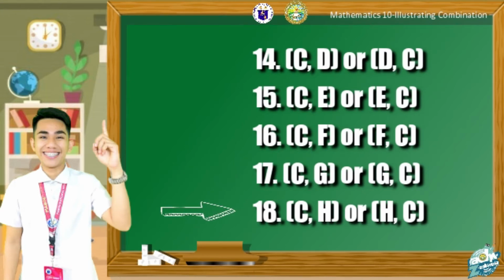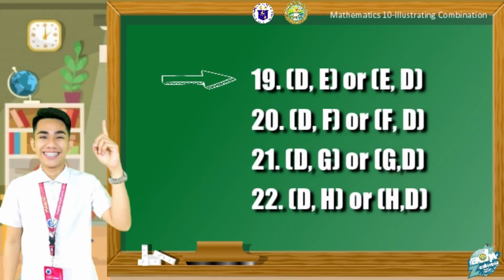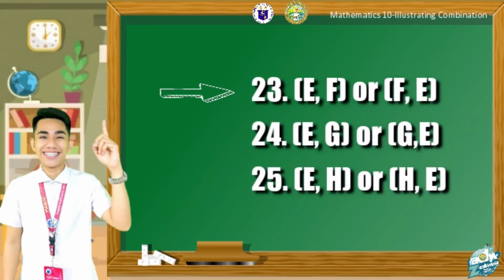Number 18, student C and H, or H and C. Now for number 19, student D and student E, or vice versa. Number 20, student D and F, or vice versa. Number 21, student D and student G, or student G and student D. Number 22, student D and student H, or vice versa. Number 23, student E and student F, or vice versa.